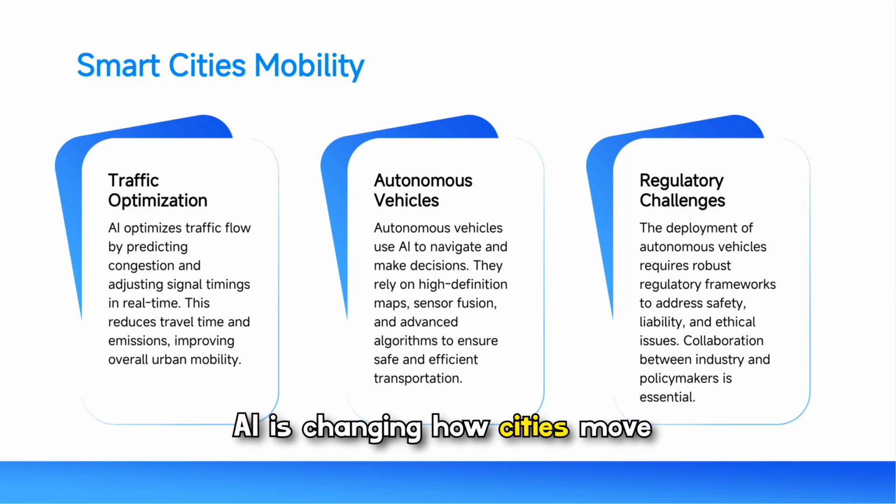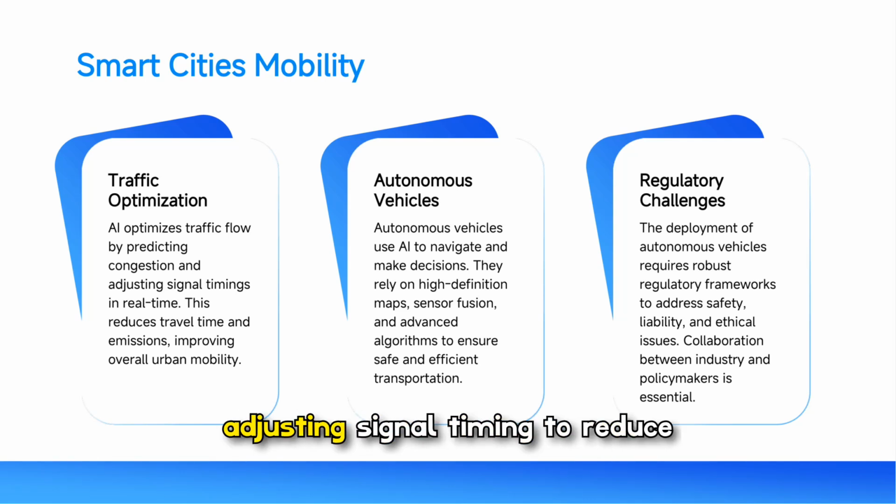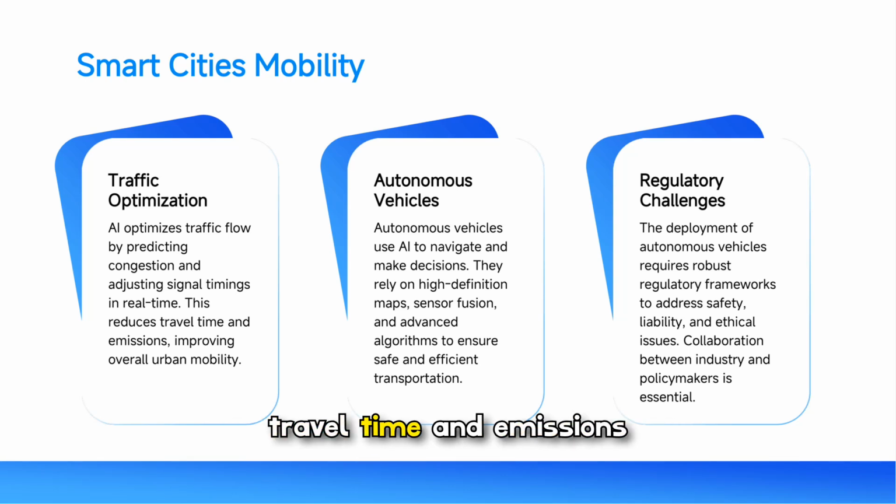AI is changing how cities move by optimizing traffic flow, predicting congestion, and adjusting signal timing to reduce travel time and emissions. Autonomous vehicles use sensor fusion and advanced mapping for navigation, while planners and regulators must address safety, liability, and ethical concerns to ensure these systems serve the public good.